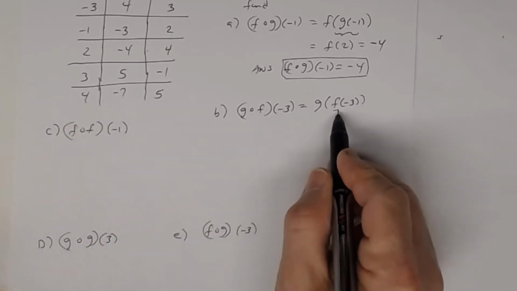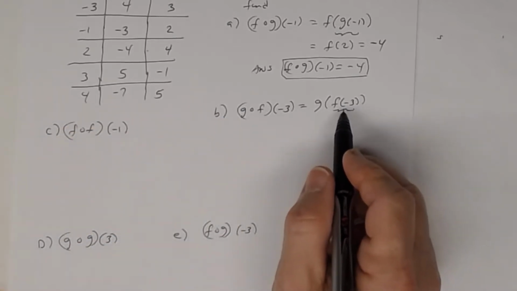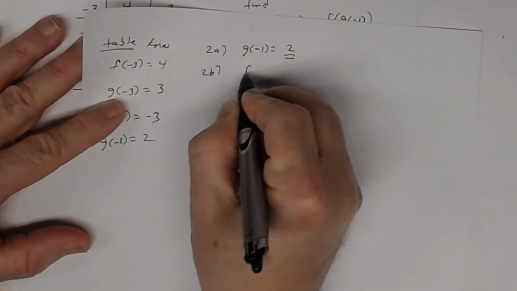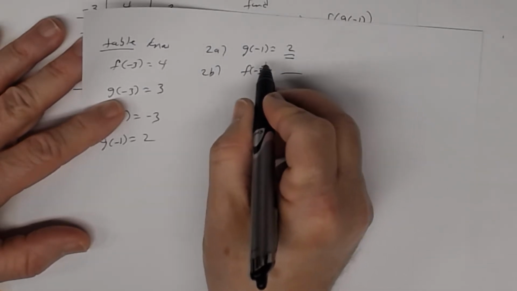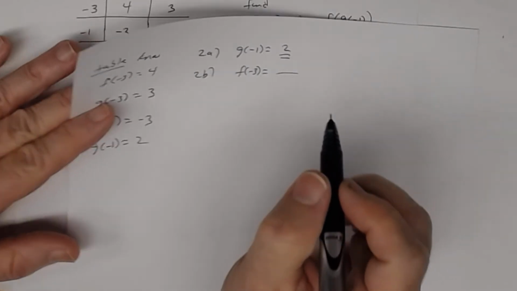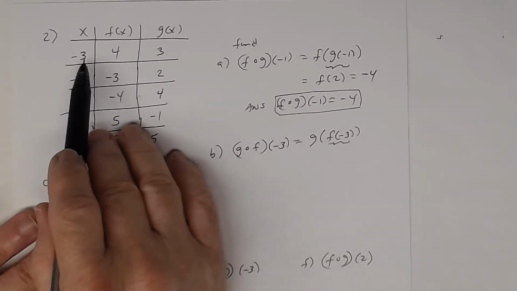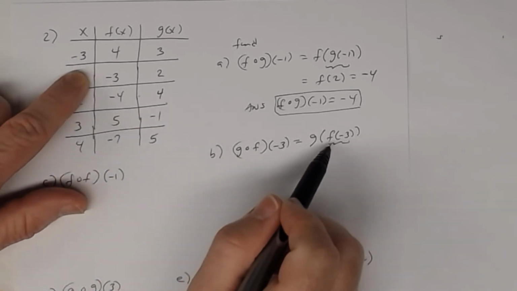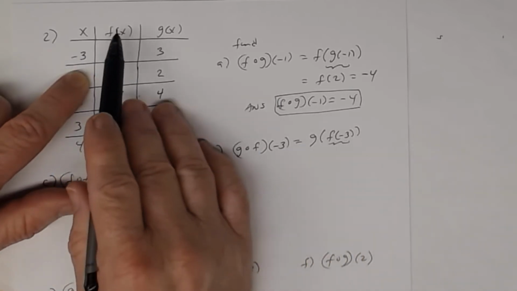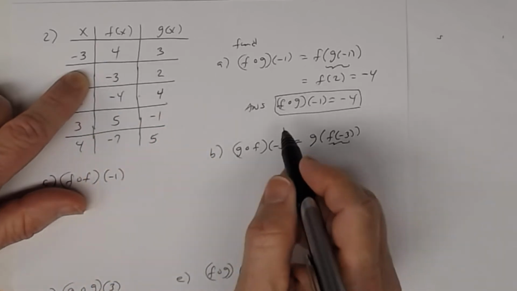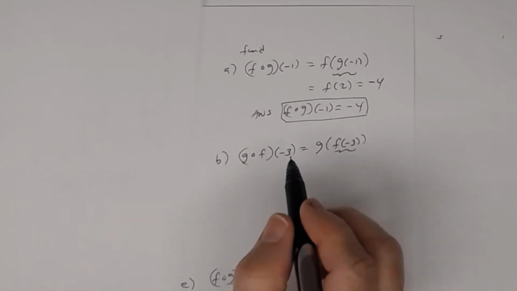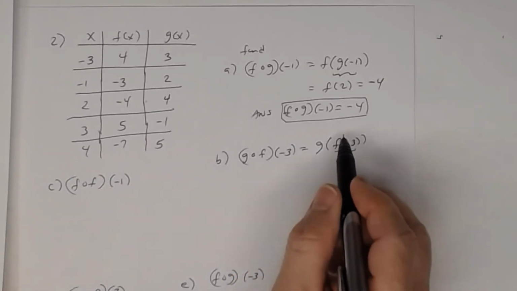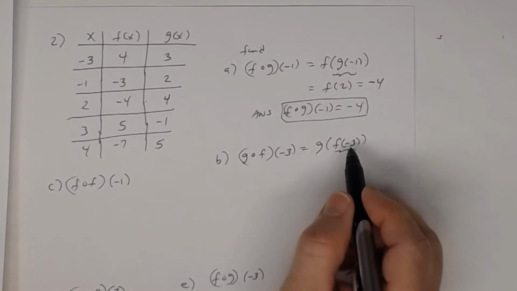Now I've got to find this innermost function value first, so let's find f of negative 3. If you need to write it down, do that. When x is negative 3, what is my y value from my function f? I go to my table. Here's where x is negative 3. I want f of negative 3, so that's the second column. F of negative 3 is 4. So I found my function value for f of negative 3.